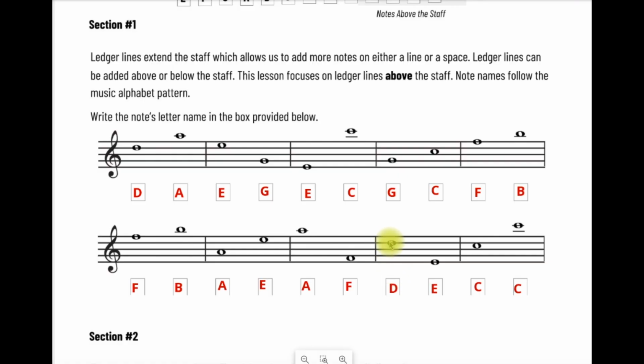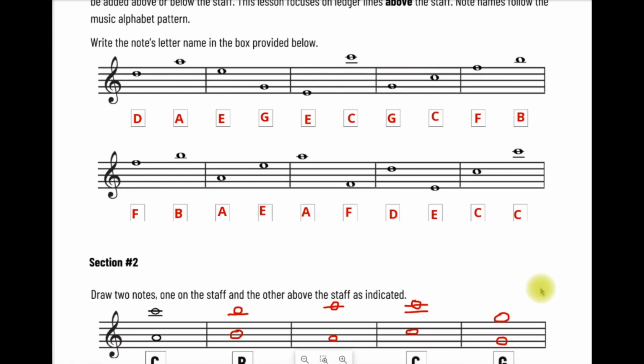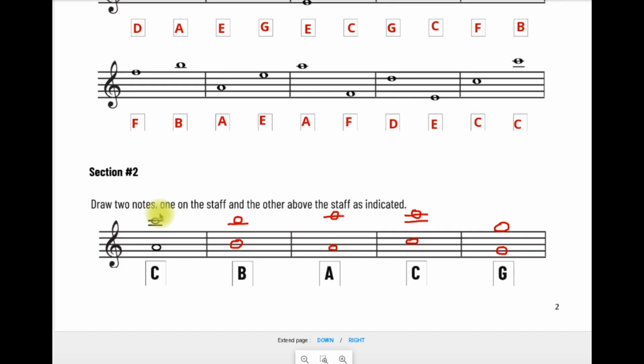A line note which is on the fourth line, line note D, a line note first line, note E, a space note here on the third space, note C, and a ledger line, two ledger lines to give us note C. Okay, you can check your answers accordingly. Let's move to section 2.